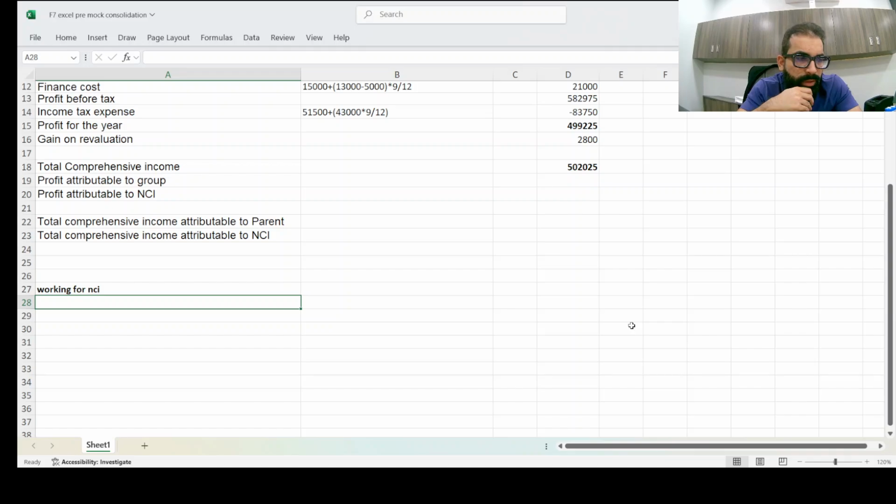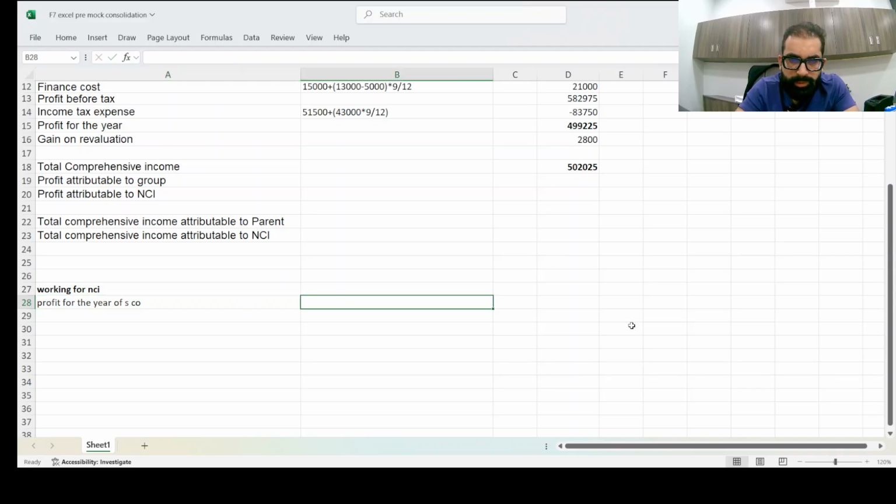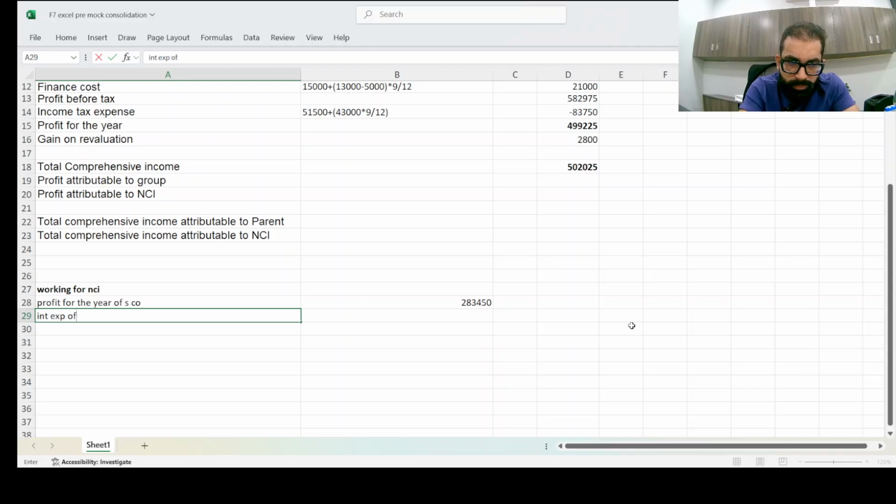So your profit for the year for S company was, I think, 283450. But you remember, in this 283450 there is a 5000 interest expense which purely belongs to the last 9 months. So first we need to add it back.